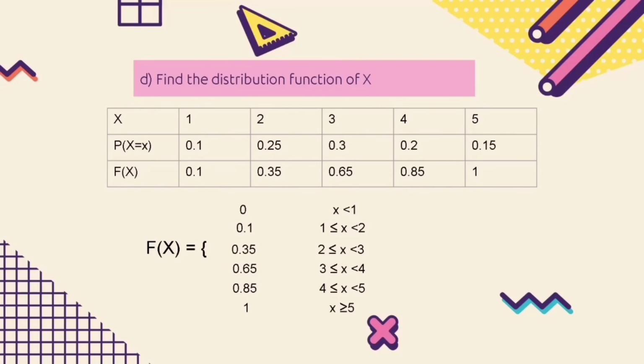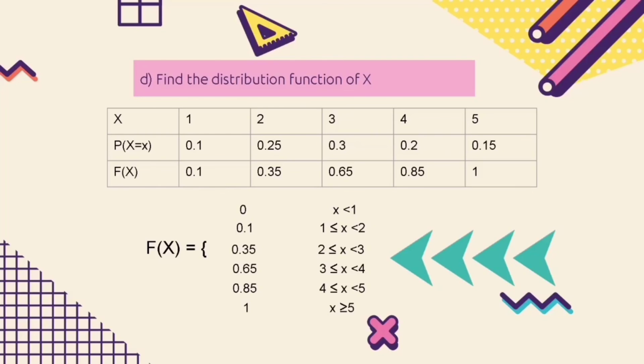Lastly, question D. Find the distribution function of X. For this question, we need to add a new column for F(x), and then we need to add the values in the table, and the last column must be 1. So, right after completing the values in the new column, we need to write F(x). It must start with 0 and then 0.1, 0.35, 0.65, 0.85 and lastly 1.